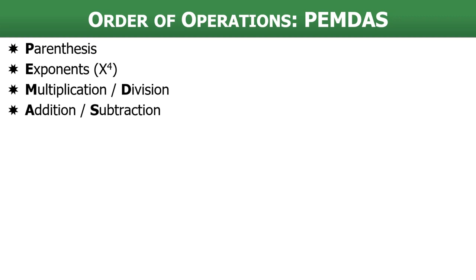Now multiplication and division are on the same level. So we're going to start from the left of our equation and move to the right. If there's division first on the left, we'll do that division first and then move to multiplication. If there was multiplication to the left, we'll do that first and then move to the right. Same thing with addition and subtraction. Once we're done with our multiplication and division, we do addition and subtraction, starting from the left and moving to the right in the equation. Whatever addition or subtraction is first on the left, we'll do that first and then move to the right.